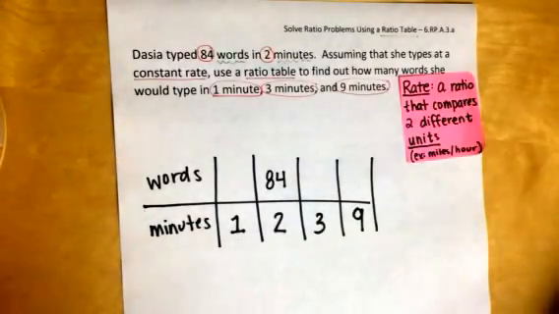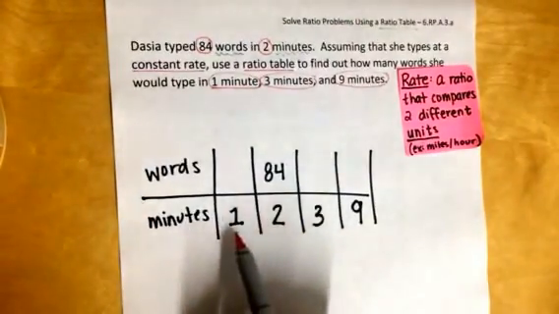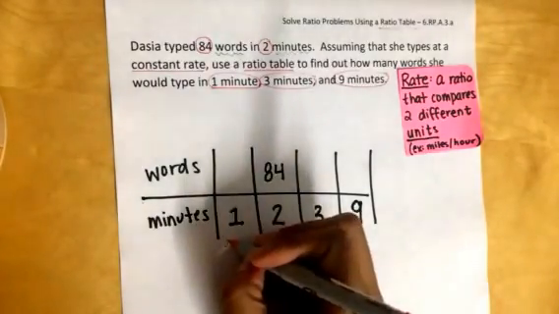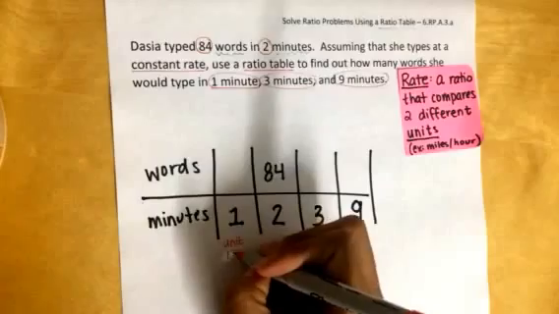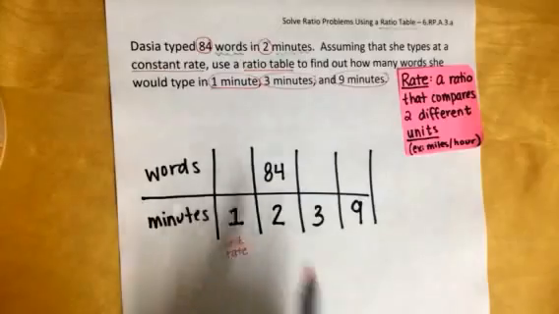Remember, with ratios, we look for patterns in multiplication and division. So let's start with our rate, and let's actually start by finding our unit rate. Remember that a unit rate has a denominator of 1. So we are going to find for 1 minute how many words Deja can type.